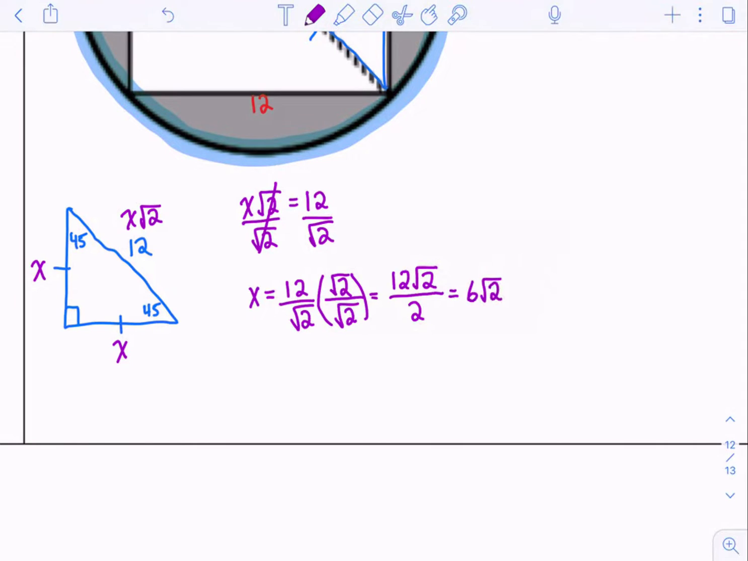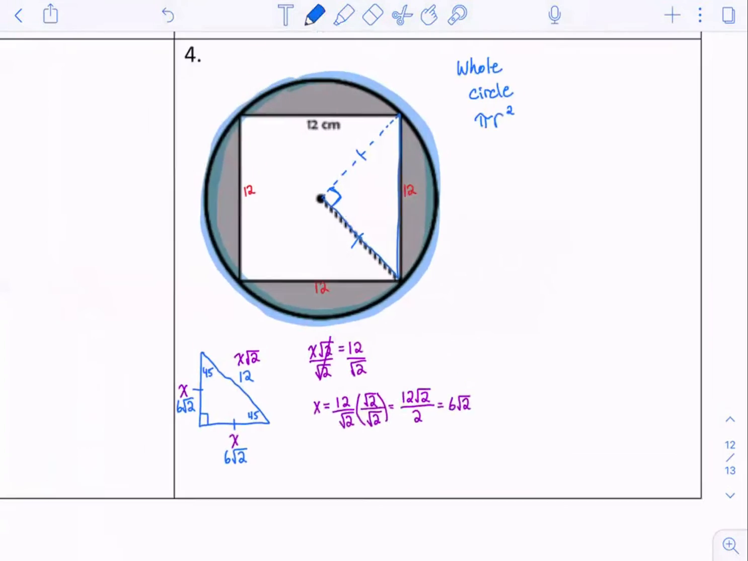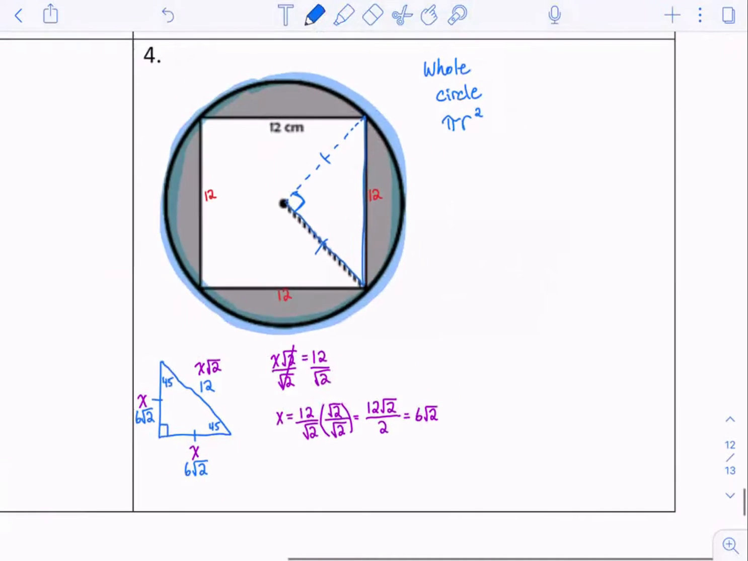So I did the math here for you, so you don't have to worry about it. That's why I felt that this was going to be a challenging question. So x is equal to 6 rad 2. Really, that was the hardest part of this problem. The rest of this problem you can finish from here, but I'll help you do it.